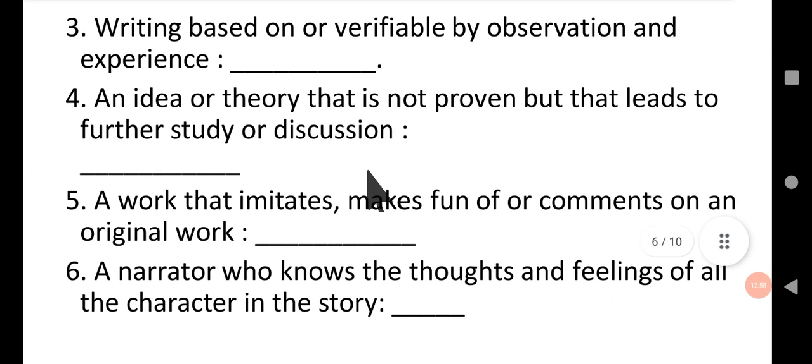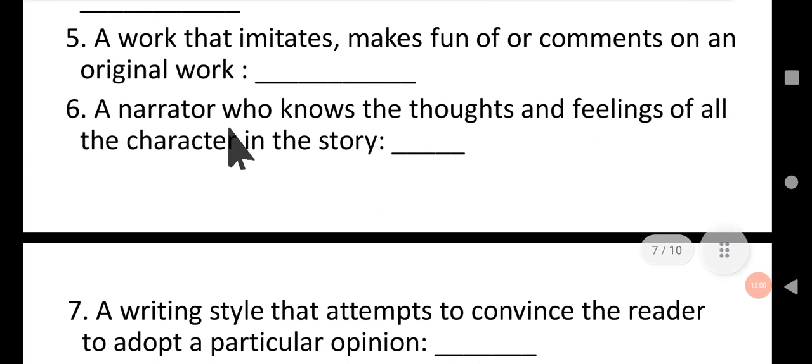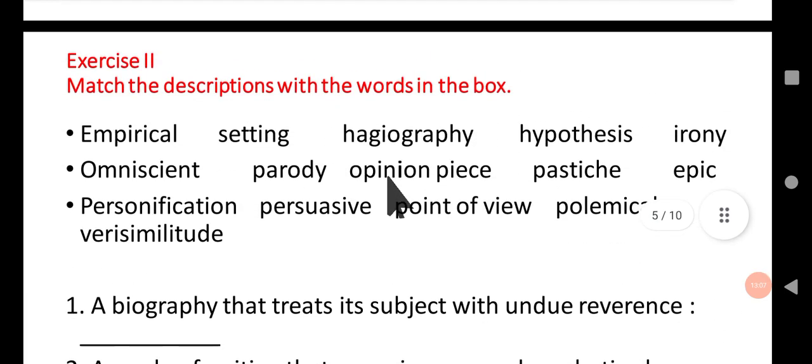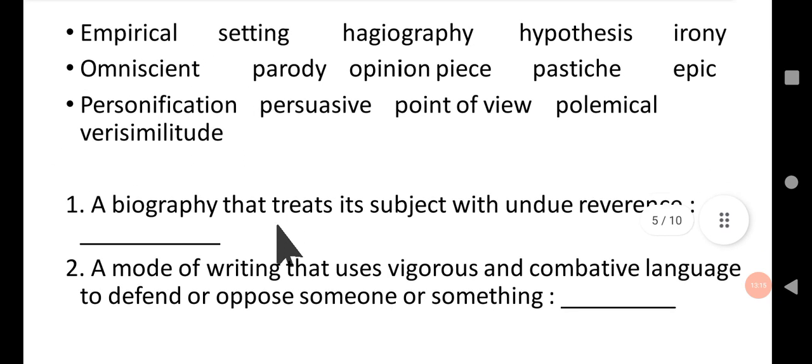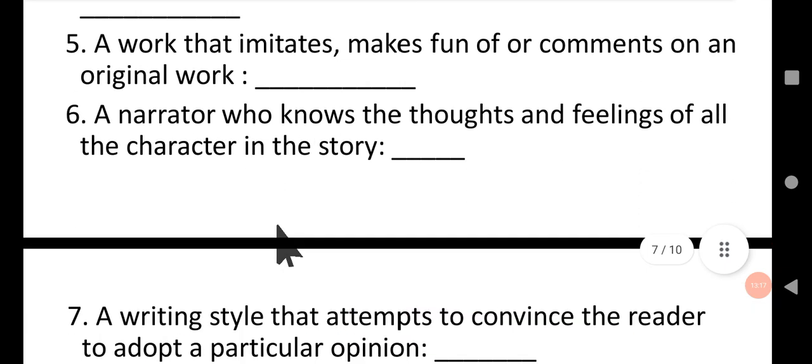Next, move to the sixth one here. A narrator who knows the thoughts and feelings of all characters in a story. That means one who is aware of everything. This can be one word substitution also. The type of person is called as omniscient. That means a person who knows everything, everyone.